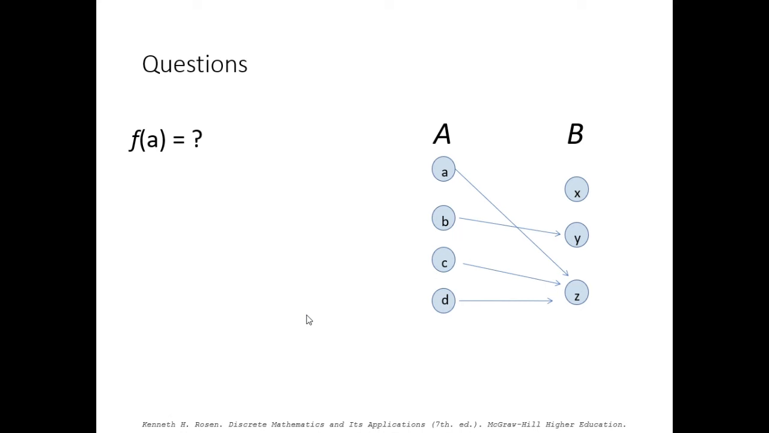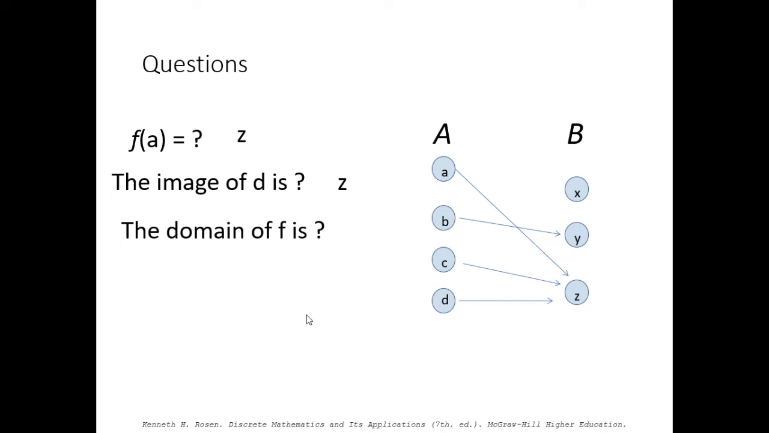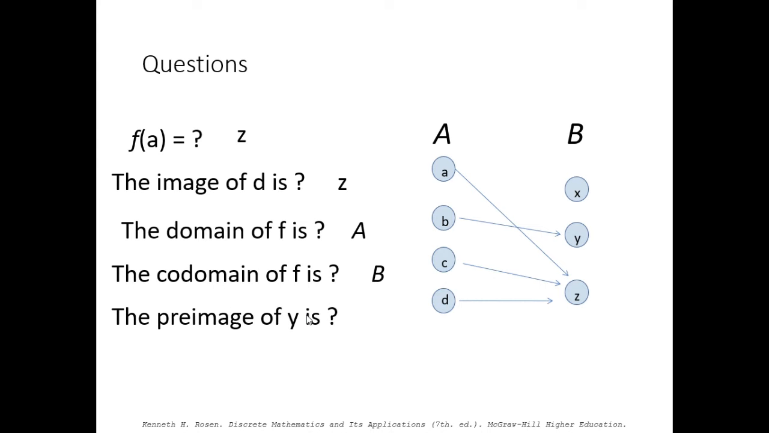So let us understand the terminologies by this example. There are two arbitrary sets A and B, and there's a mapping as shown in the figure. Now f of A, the image of element A, is Z. The image of D is again Z. The domain of f is set A. The codomain of the function f is B. The pre-image of Y is element B.